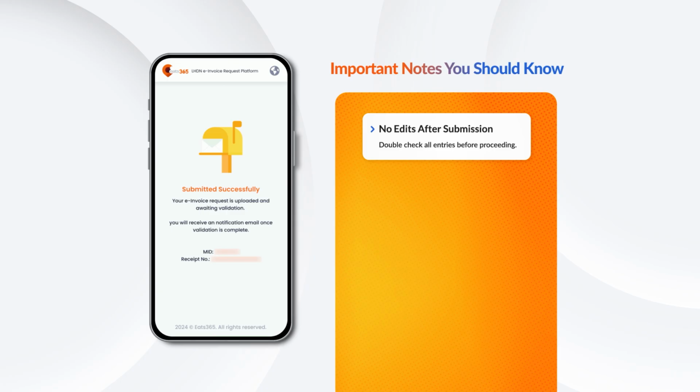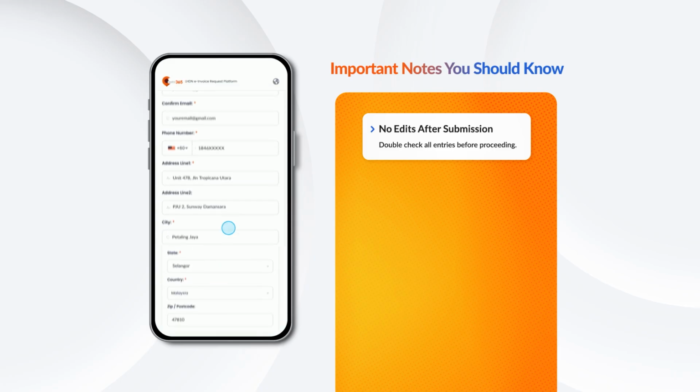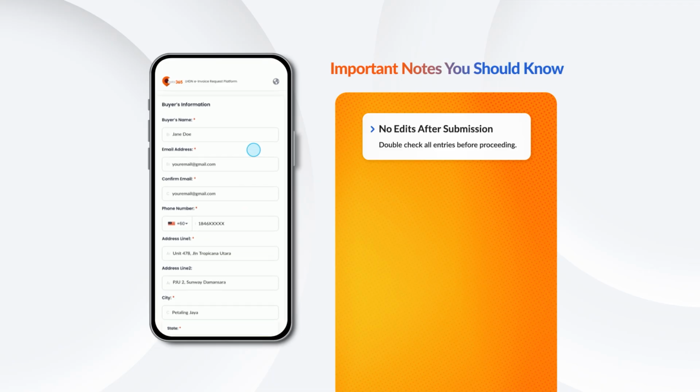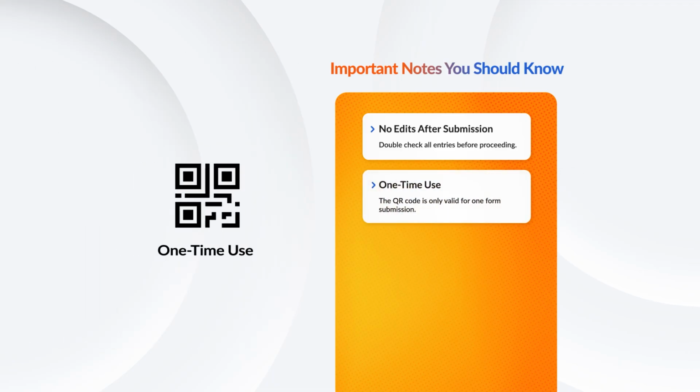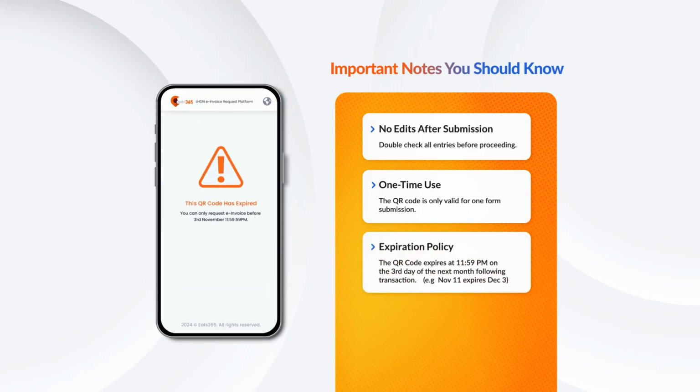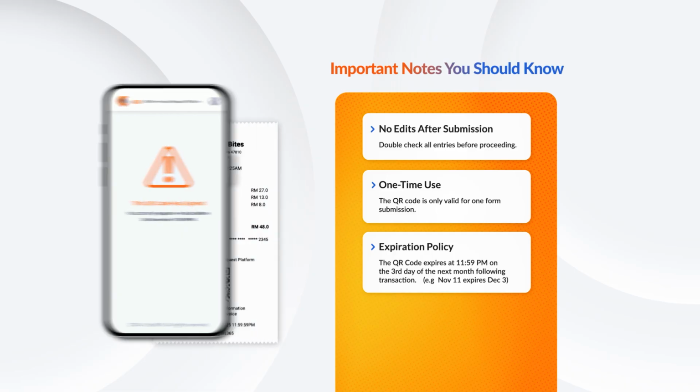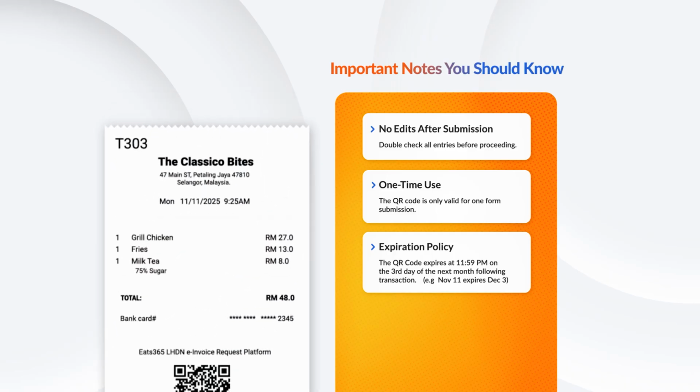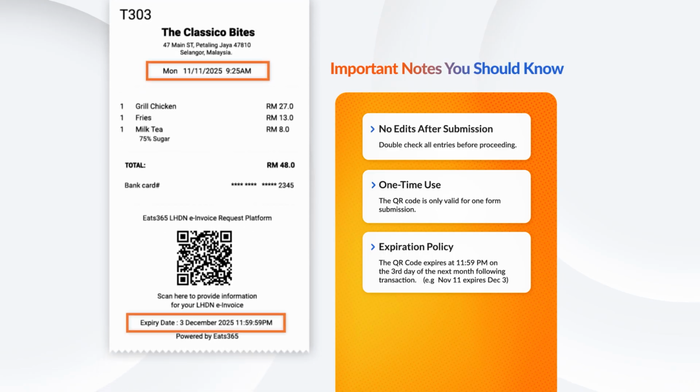Once you submit the form, you can no longer modify the entered details. Make sure to double-check all entries before proceeding. The QR code is only valid for one form submission. The QR code expires at 11:59 p.m. on the third day of the next month following your transaction. For example, if your transaction occurred on November 11th, the code expires on December 3rd. The specific expiration date is also indicated on the receipt.